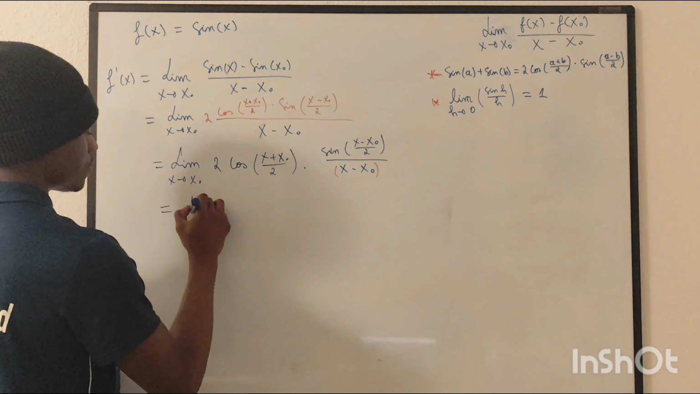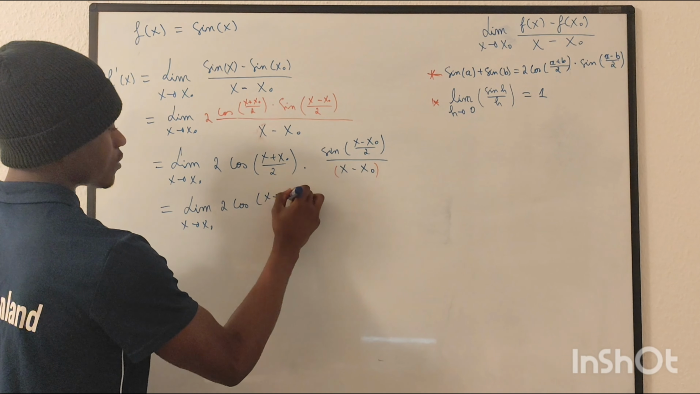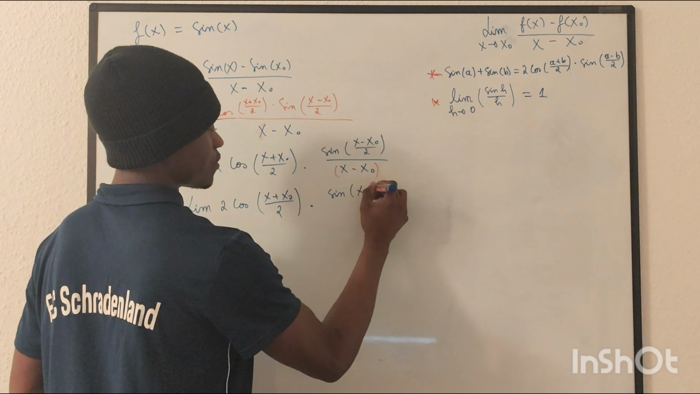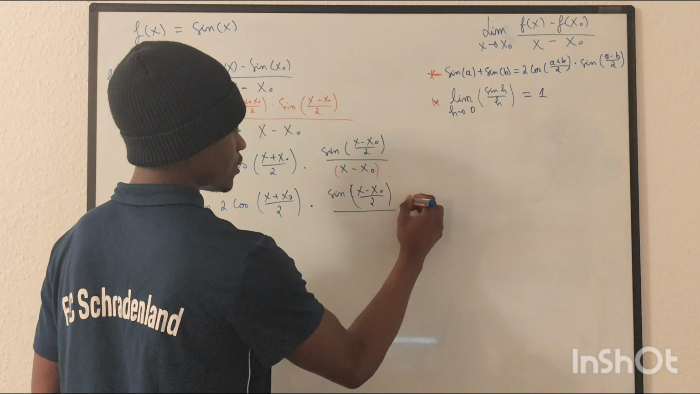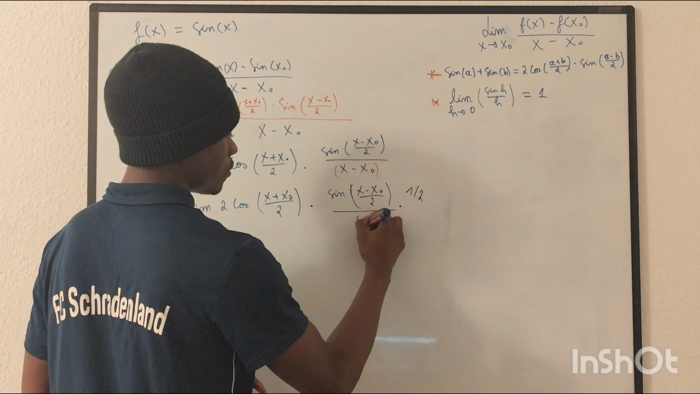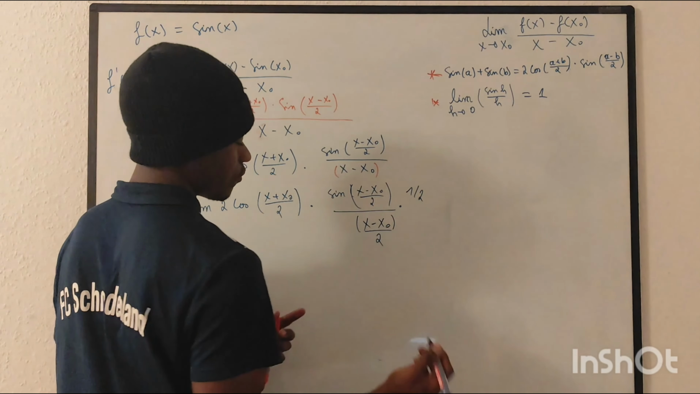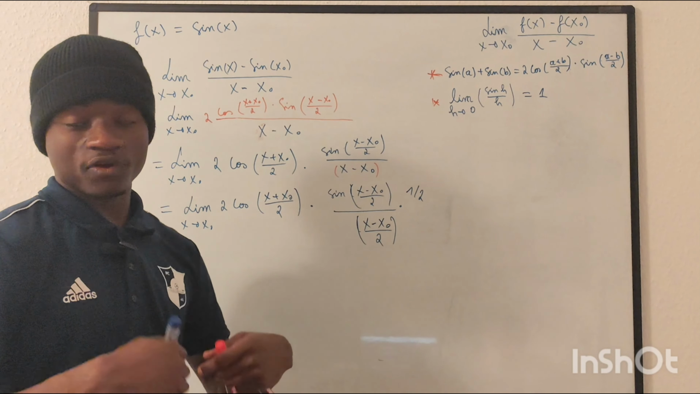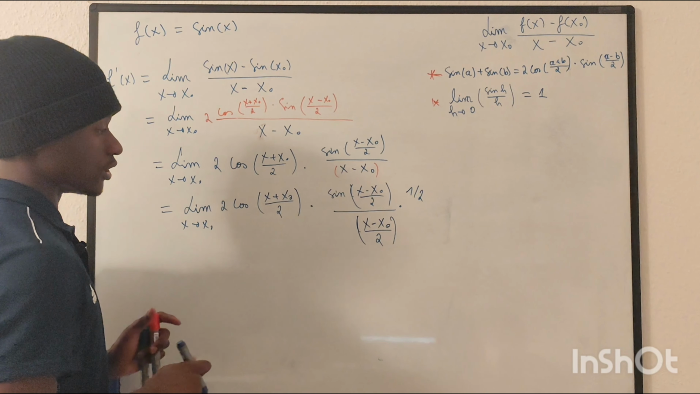It will then be equal to the limit when x comes to x0 of 2 times the cosine of (x plus x0) over 2 times sine of (x minus x0) over 2 divided by, I'm going to multiply this here by 1/2, and also multiply the denominator with 1/2, (x minus x0) divided by 2, since I multiplied it with 1/2. Now, as you can see, we've just tried to fabricate in the denominator an expression that looks like the argument that is in the sine expression in the numerator.